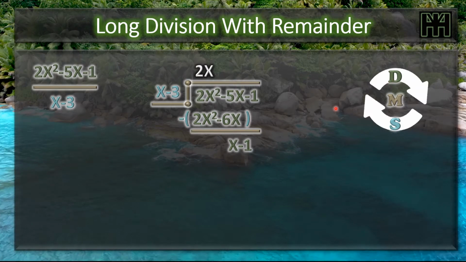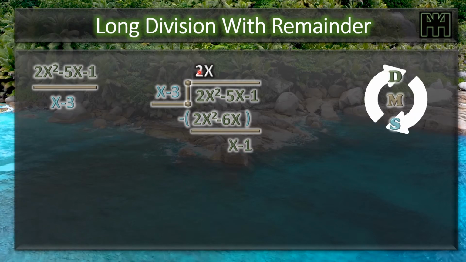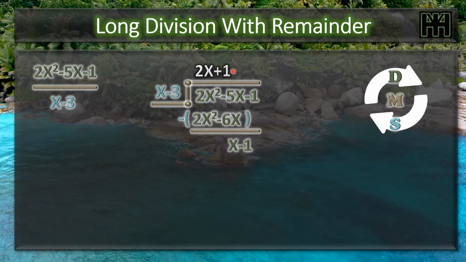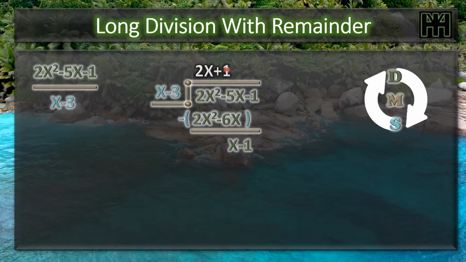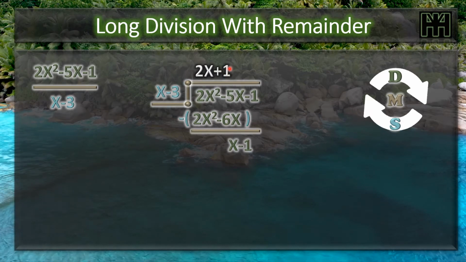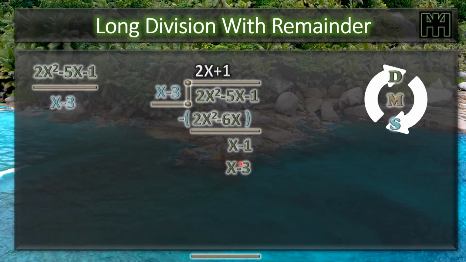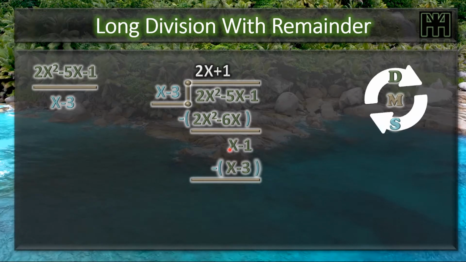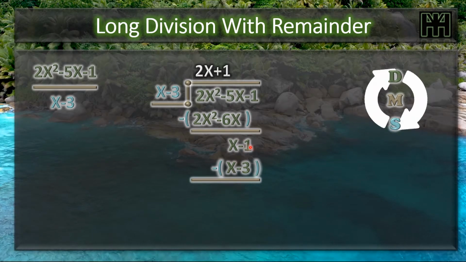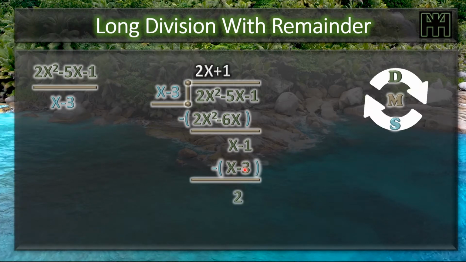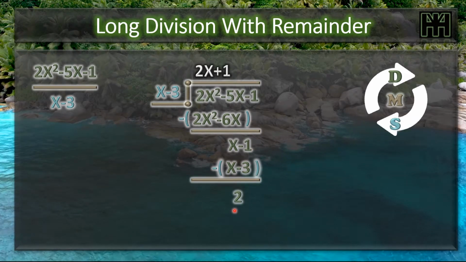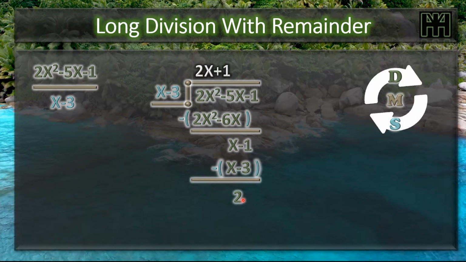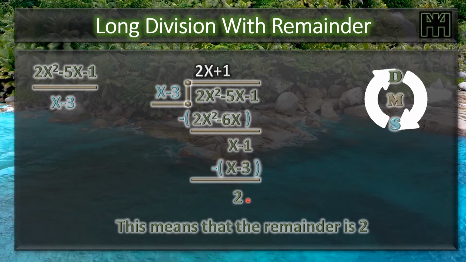After subtracting, we repeat. Divide x divided by x. So it will be plus 1, as x divided by x will be plus 1. Then we multiply 1 by x, and 1 by negative 3. So we will have x minus 3. Then the last step, subtract them. x will cancel the x, and 1 minus negative 3 will be positive 3, so it will be 2. What does that mean? Here we have a 2. We don't have a 0. That means that we have a remainder.